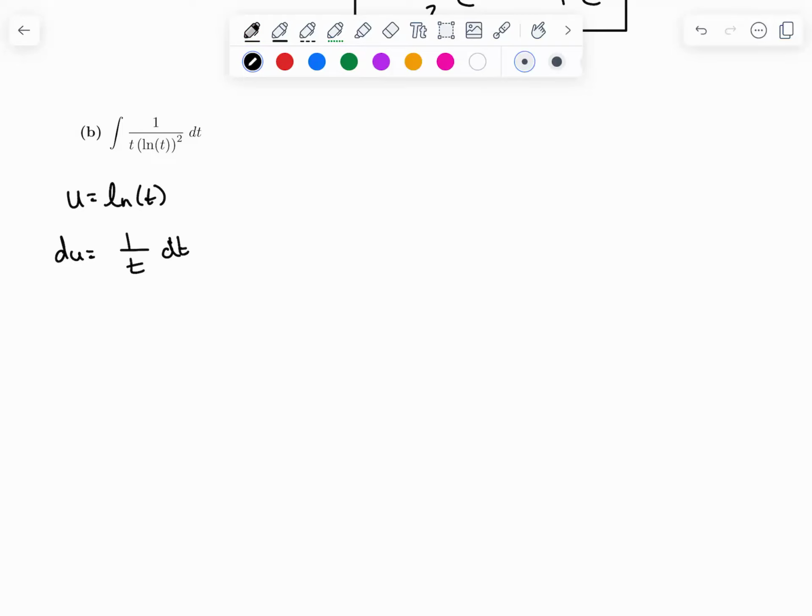So we can still do all of that stuff. It's not always division to solve for dt. Here, I'm going to multiply both sides by t to cancel it on the left and get that dt is t du. And if I do that, I get that this equals the integral of 1 over t times u squared times t du. And the t's will cancel.